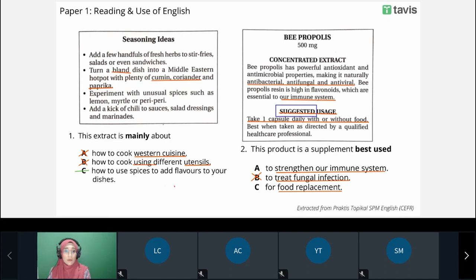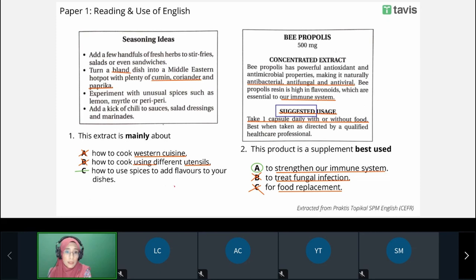It's not a forced thing where you need to take this BRI propolis. No, it's not. So, it's not replacing your food at all. So, C is considered wrong too. And you can see here as well, it can be taken with or without food. So this is just a supplement, okay? It's just to add on to your daily nutrients. So C will be wrong. All right, and the best answer would be A, to strengthen our immune system.